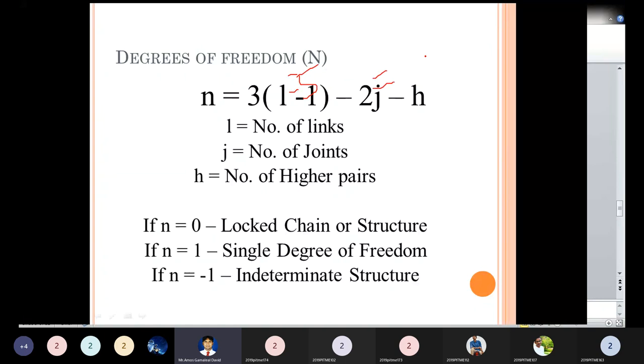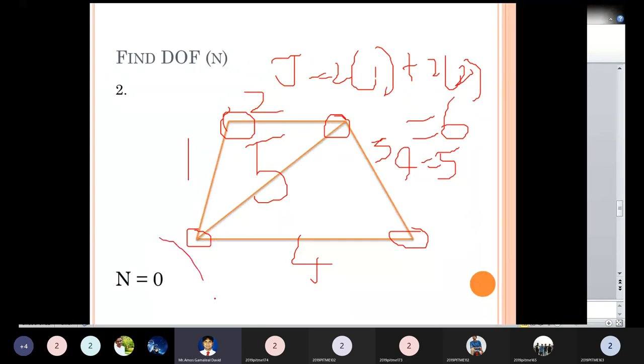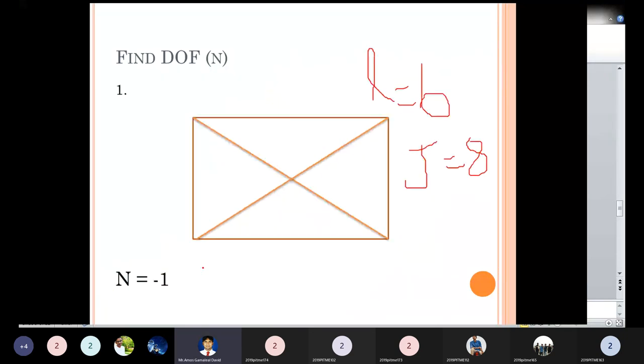L is equal to 5, J is equal to 6. What is the answer? H is 0. Sir, on the formula, 3 bracket L minus 1, sir. L minus 1. N is equal to 0, sir. N is equal to 0.